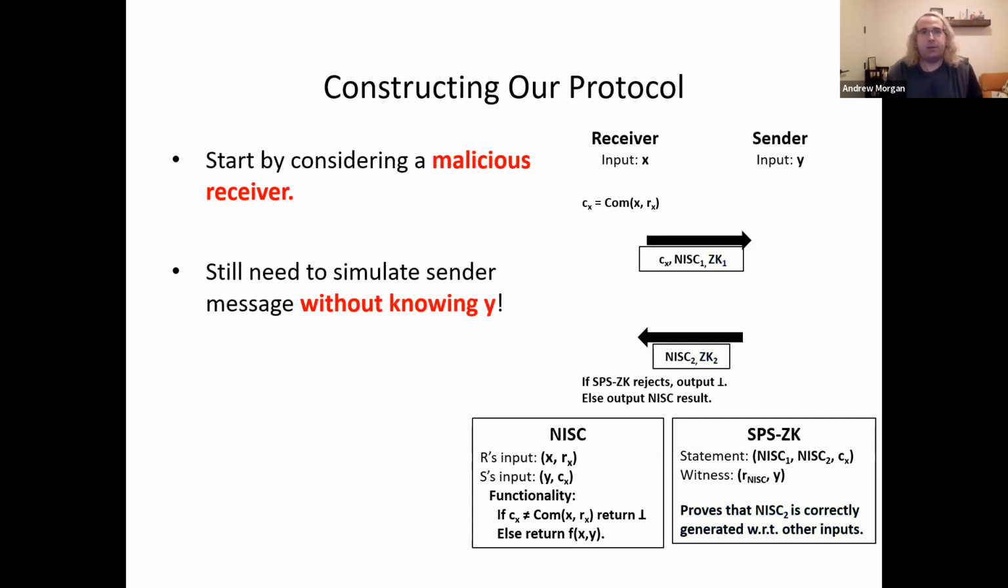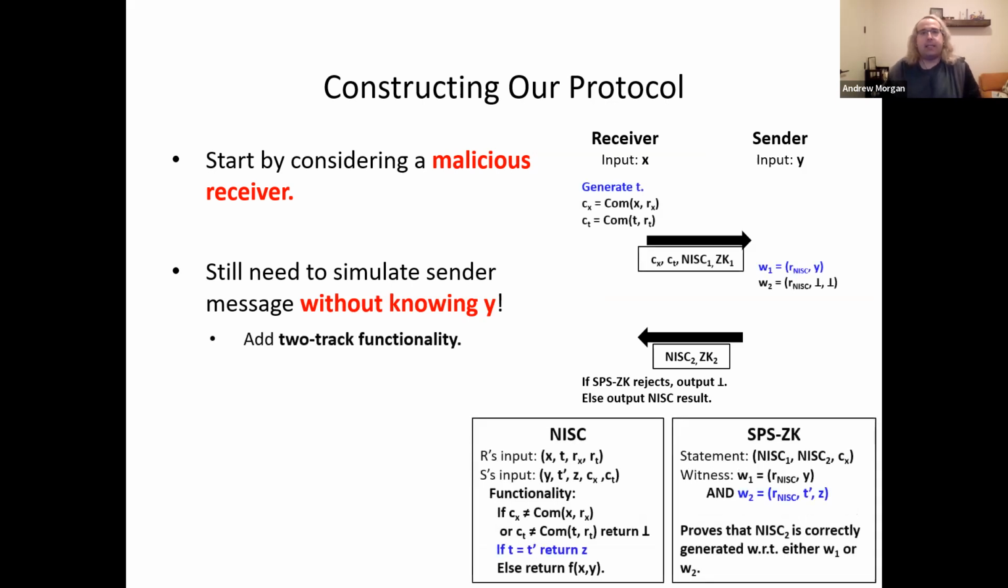And this is in fact non-trivial because the simulator doesn't know the sender's input Y, only the result output by the ideal functionality. So in order to simulate both the NISC message and the zero knowledge argument independently of the sender's input, what we'll do is we'll add a second track to the functionality of both the NISC and the zero knowledge argument. So the receiver will now generate a random trapdoor T and commit to it alongside its input X, and it'll verify it within the internal NISC similarly to X.